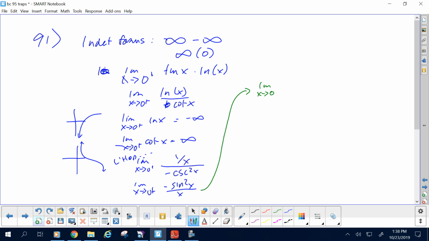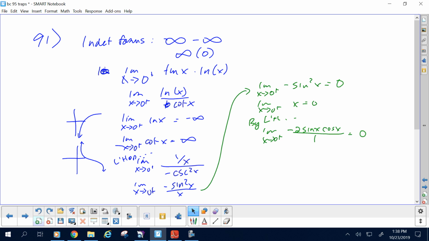Limit as you still don't cut corners, you still do things the right way. Negative sine squared goes to 0, x goes to 0, so by L'Hopital again, the limit as x goes to 0 of negative 2 sine cosine over 1. So our answer is all that for 0. 0 is pretty important, actually. Okay. That's 91. On these, make sure usually you get a common denominator. Make it 1.